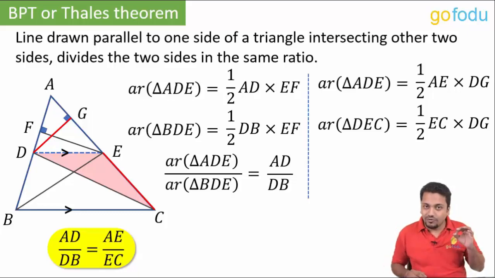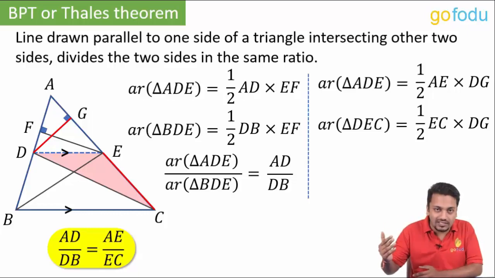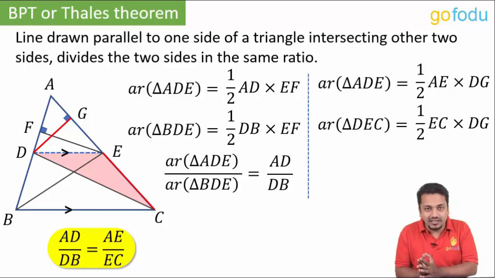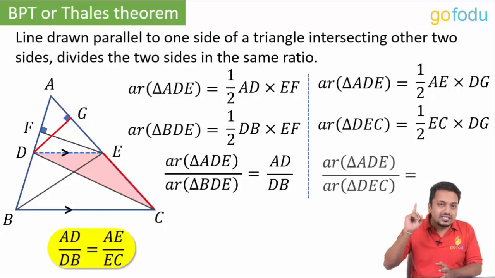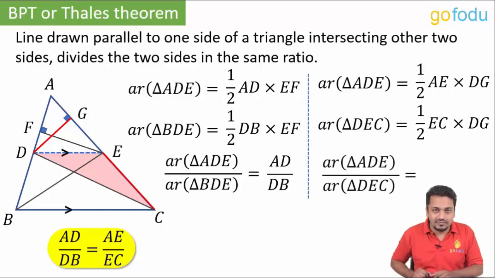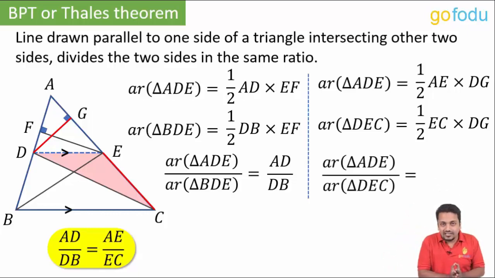Now we wanted the ratio of 4 lengths for our final result. So we calculated the area of 4 triangles which had those 4 lengths as their bases, right? Now do the same thing that we did earlier. Divide these two equations. The ratio of areas will be equal to AE upon EC.